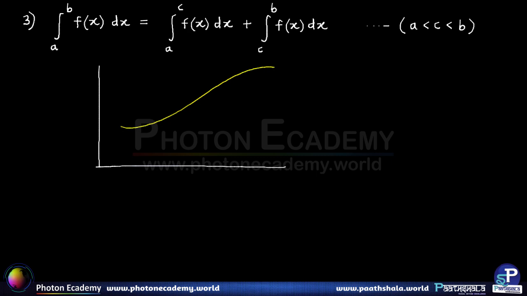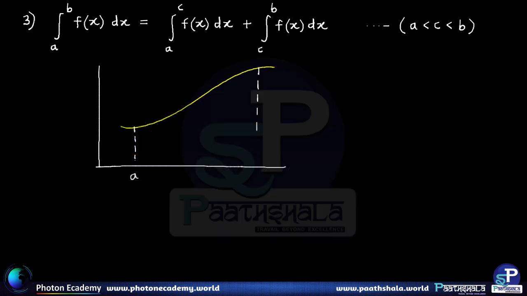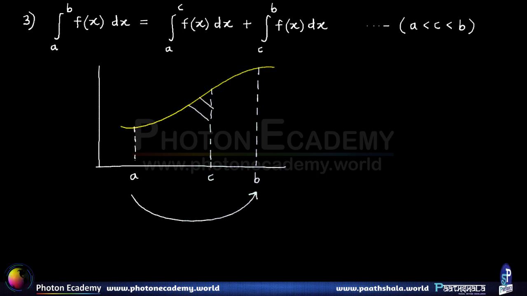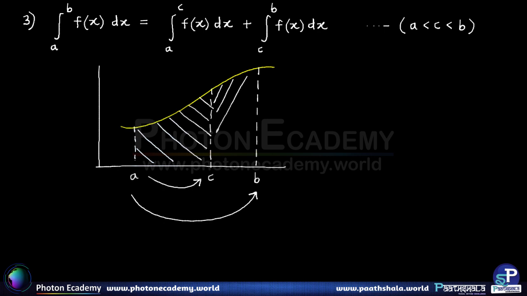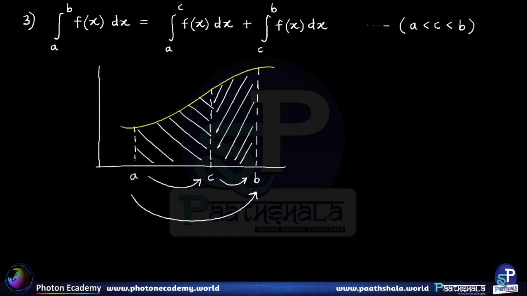Suppose this is a function and say this is a and this is b, and we have somewhere in between them a value c. Now to integrate from a to b means we are trying to calculate the area under the curve between a to b, and since it's clear that the total area is equal to this specific area on the left hand side, that is from a to c, plus the remaining area on the right hand side, that is from c to b. So therefore the property has been proven.